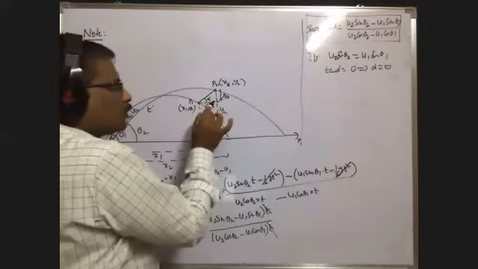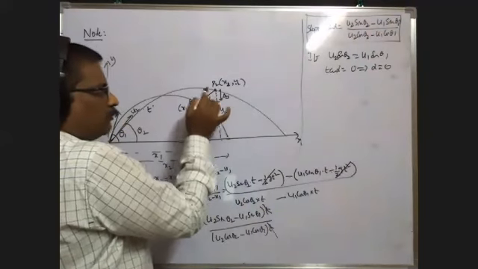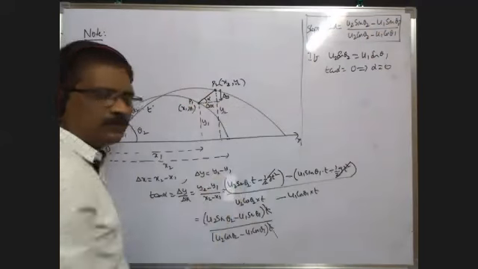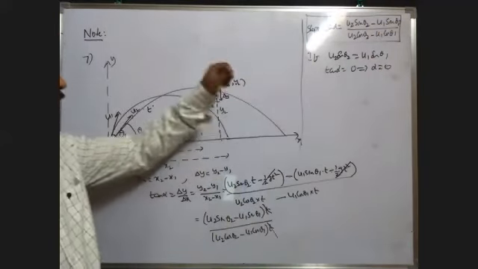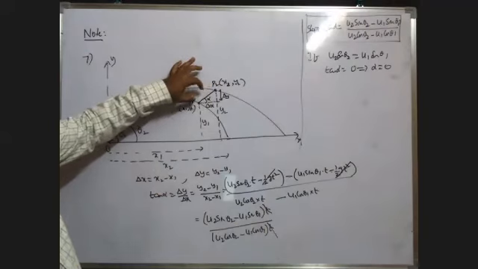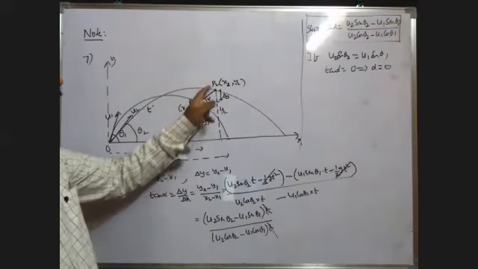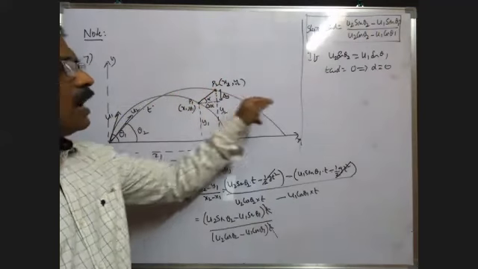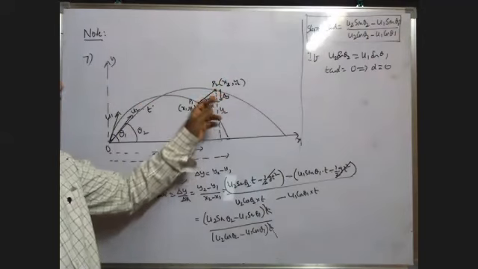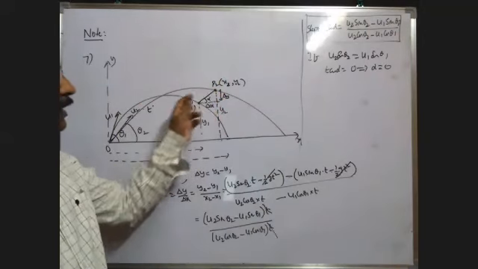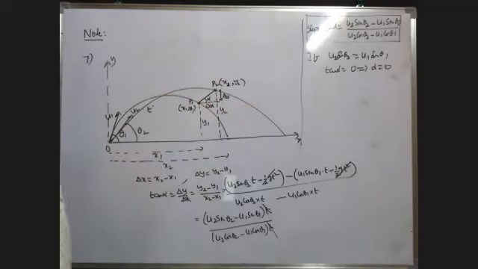Alpha is equal to 0 means the line joining the second projectile from the first projectile is horizontal, isn't it? That means with respect to the first projectile, the second projectile seems to travel along the horizontal direction at that time. How can we represent this situation here?